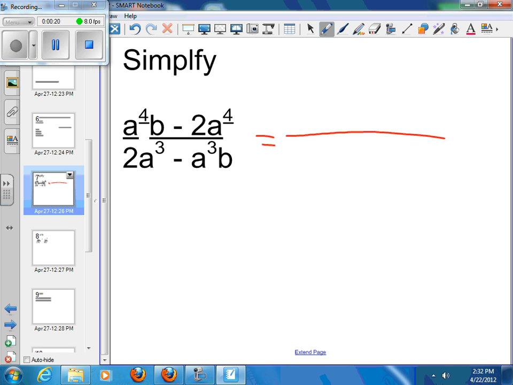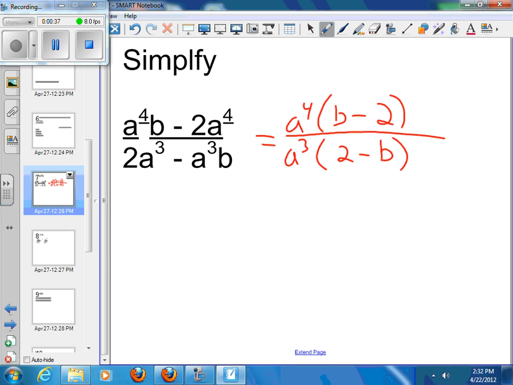So for the greatest common factor, they both have a to the fourth on top, so I'm going to take out a to the fourth, and you basically use the distributive property. So that's going to become a to the fourth times b minus 2 on the top. And on the bottom, I've got an a cubed, so I'm going to take out a cubed from both, and that's going to be a cubed times 2 minus b.